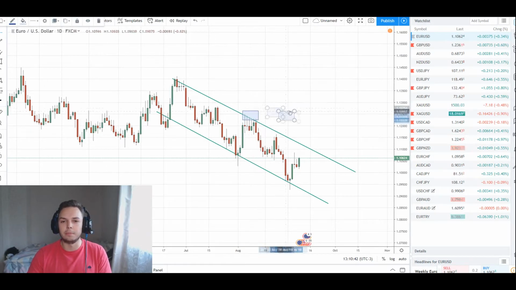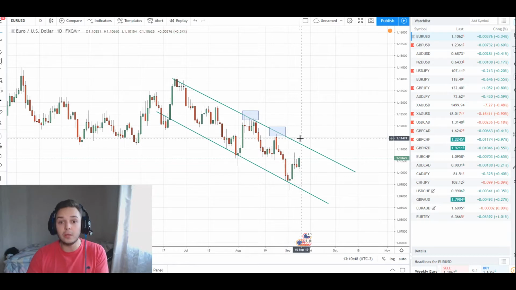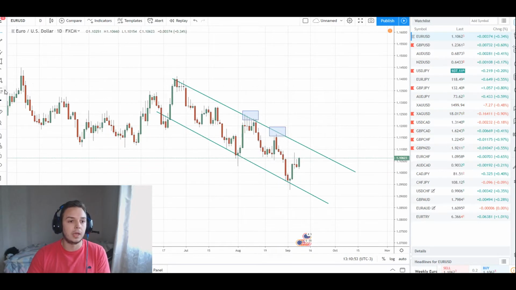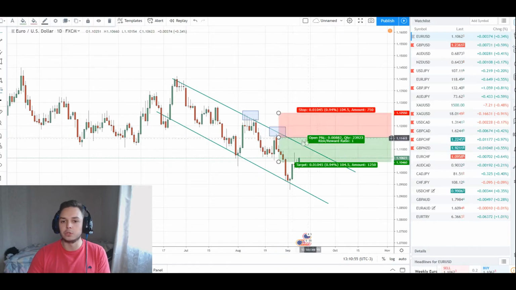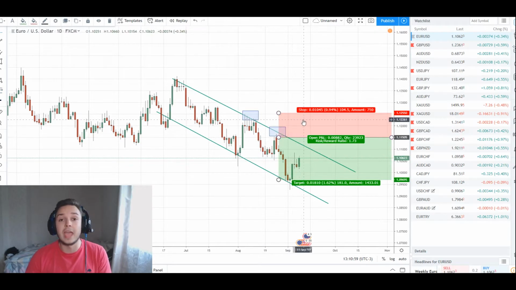Then we can just copy and paste real quick. This could have been nice as well, because the wick was nearly touching the upwards trend line, which would have made a very good sell trade. As you can see over here, if we would have shorted it, in a couple of days' time we would have made 181 pips. That's a lot of pips on the Euro USD pair.